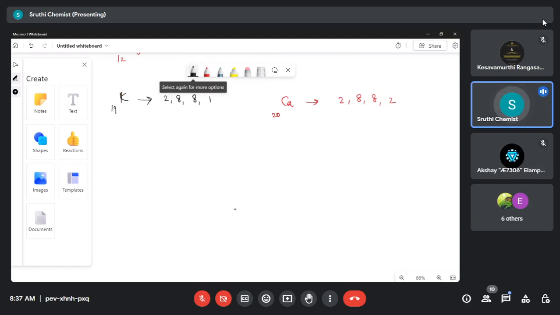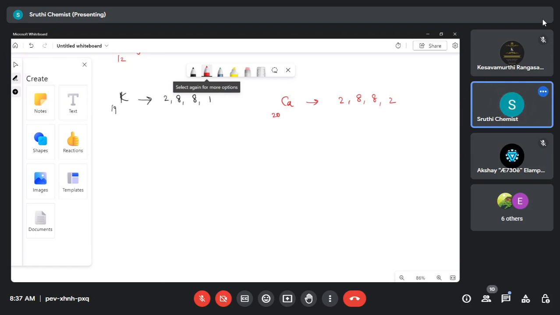See, what is 2, 8, 1? What is the difference between 2, 8, 1 and 1s2, 2s2, 2p6? How can we relate these two? Both are electronic configurations, but one we are representing as 2, 8, 1. The other one we are representing as 1s2, 2s2, 2p6. What is the difference in this?